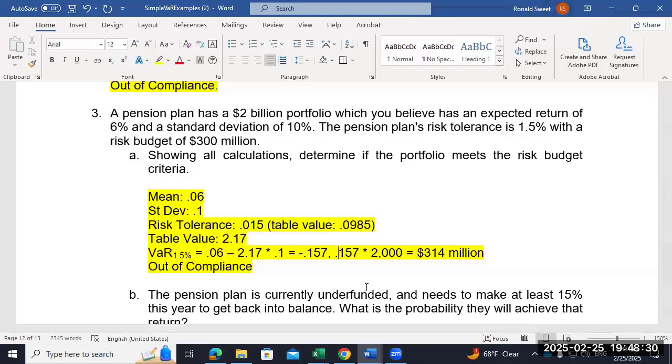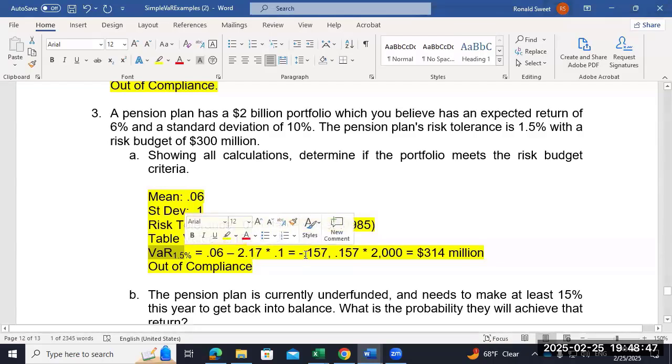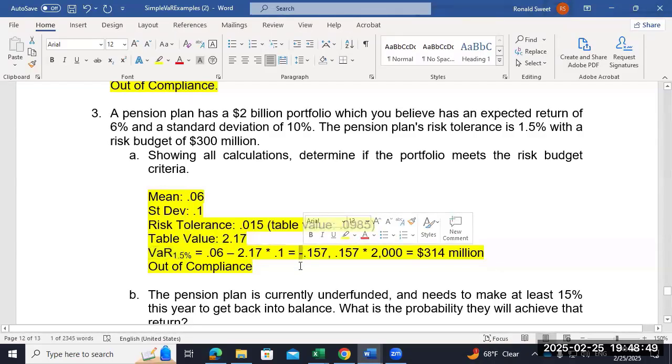When you're trying to figure out the probability of something happening, you have a target. So when you're starting with the number on this side and you're trying to figure out the probability, positive or negative makes a big difference. So if they say, what's the probability of a 28% loss? Then you have to type negative 0.28. But on VAR, when you're calculating the VAR, it's in absolute terms. We know it's a loss. So 15.7 times $2 billion equals 314. Did they pass? They failed here.